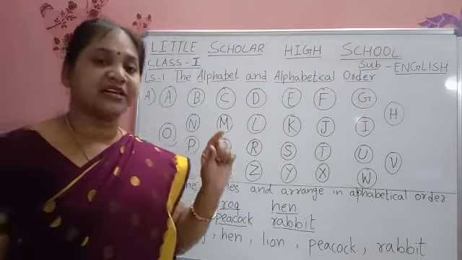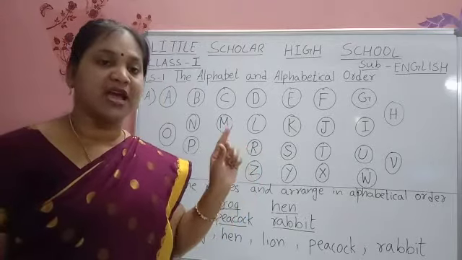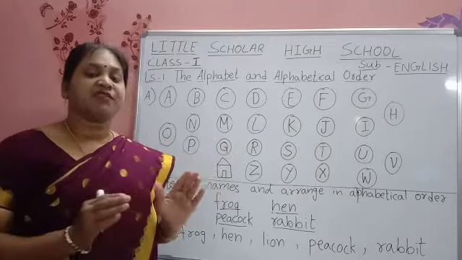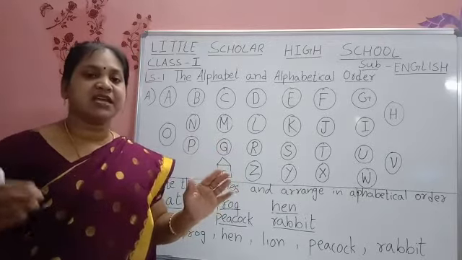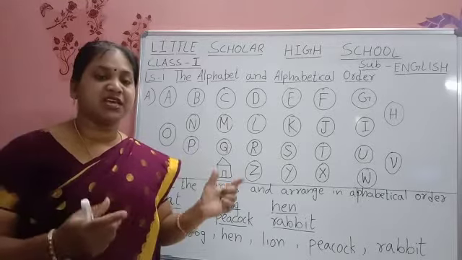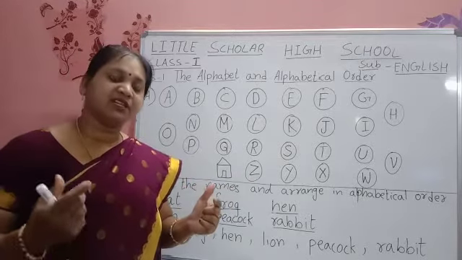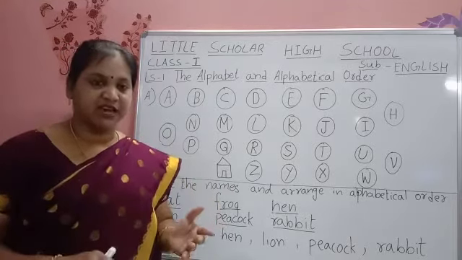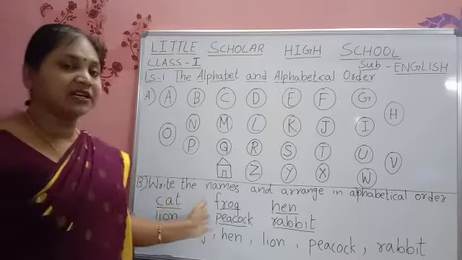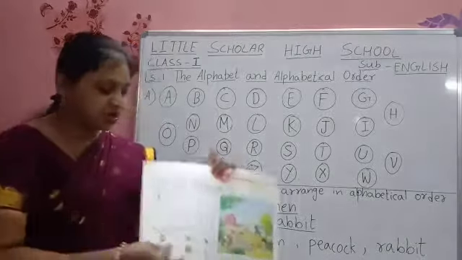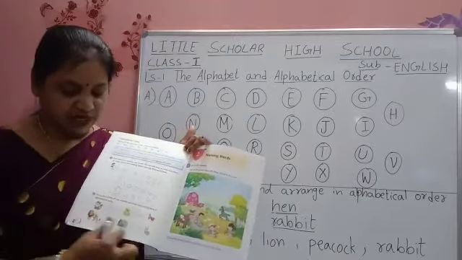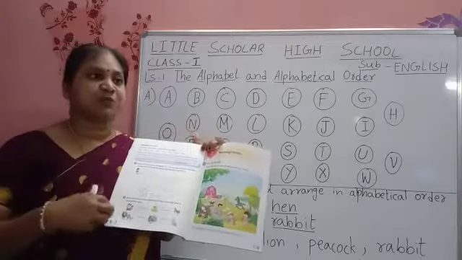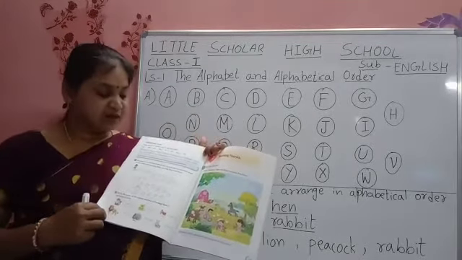You should see the first letter of all the words so that you can write them in alphabetical order. Alphabetical order means writing words in order of the alphabet, like after A, B, C, D. If you don't have any word with C, you can go to D. If you don't have any word with D, you can write an E word. If you have one with F, you can write with F. Is it clear, children? So it should be written in order. First you will write all the names here, then you will draw a line and copy them down in alphabetical order. Is it clear, children? Complete this paper very neatly.